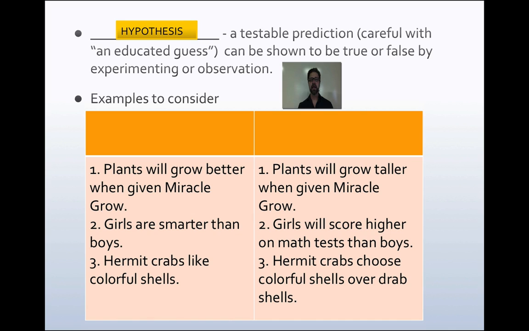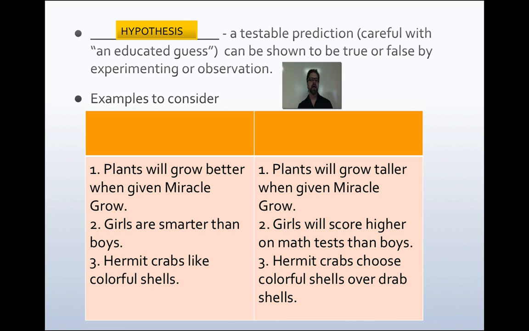So let's take a look at some hypotheses and determine whether they are of quality or not. Let's pit two hypotheses against each other. Number one: on the left side, plants will grow better when given Miracle Grow. On the right, plants will grow taller when given Miracle Grow. Which one is a better hypothesis for an upcoming experiment?